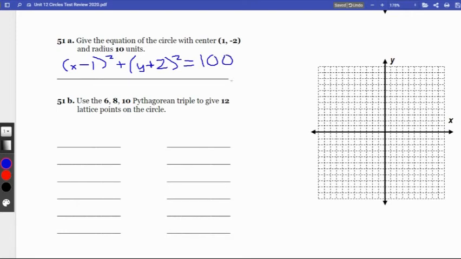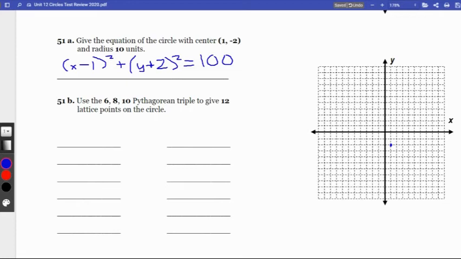and the radius is 10, so the radius squared is 100. And then they say they want us to use a 6-8-10 Pythagorean triple to give 12 lattice points on this circle. So let's see what I'm talking about there. First, I'm going to graph the center. 1, -2 is right there.